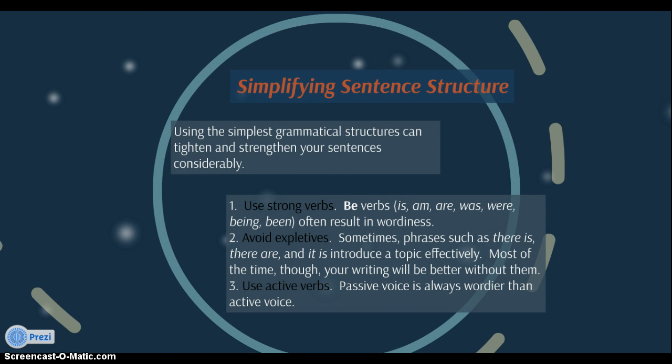Sometimes, if you simplify your sentence structure, not down to where it sounds elementary or sounds like you're a little kid or you're not a strong writer, but just taking out all the extra stuff that's really not adding anything to what you're saying. So look at the simplest grammatical structures because sometimes those can tighten and strengthen your sentences. Let's look at some examples of what I mean. Use strong verbs. When you use be verbs, is, am, are, was, were, being, been, you have to add a lot more words. Choose a strong action verb and you're automatically going to cut down on the words that you need and your writing will be more concise.